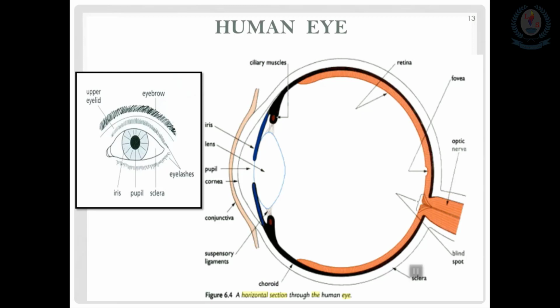The pupil is the space in the center of the iris. Here is the pupil. The light passes through the pupil. The job of the iris is to control the size of the pupil. Underneath the sclera, there is a dark layer called the choroid. It has many pigment cells and blood vessels. These pigment cells stop light being reflected around inside the eye.